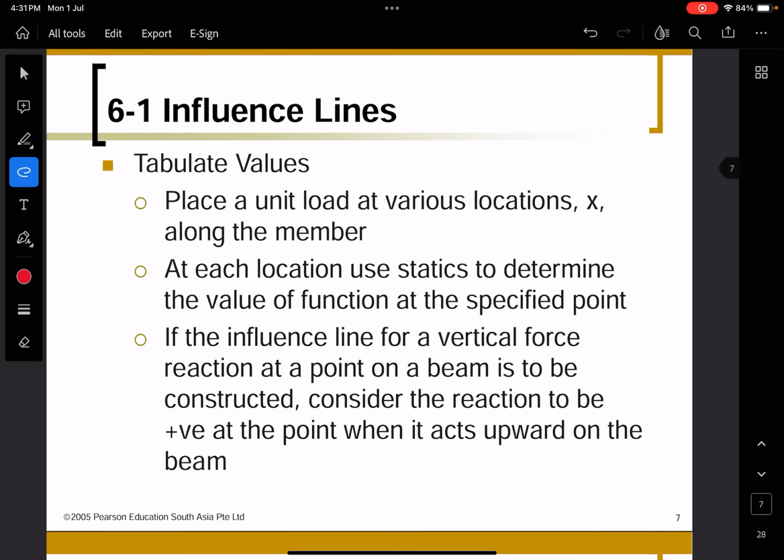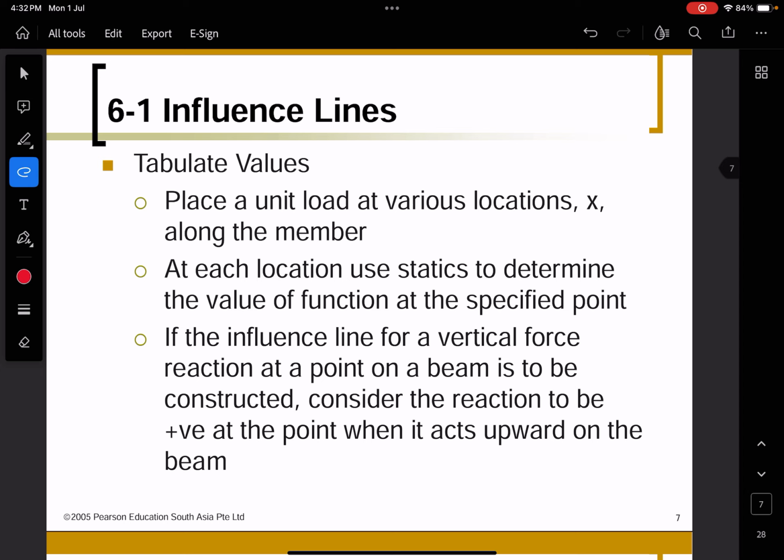It's already mentioned here, tabulate, which means that you need to draw a table. So how to calculate using these tabulate values? First of all, place a unit load at various locations along the member. And then at each point, you can use statics to determine the value of the function at the specific point.